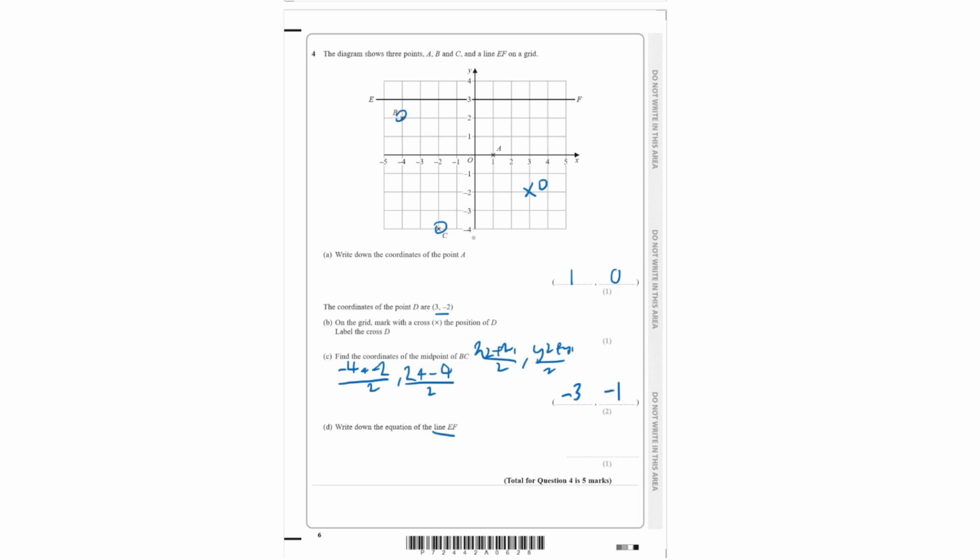Write down the equation of the line EF. You can see that the line EF is perfectly perpendicular to the y-axis. That means y is equal to this value, which we can see here as 3. Y is equal to 3.